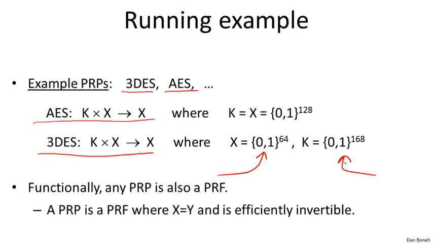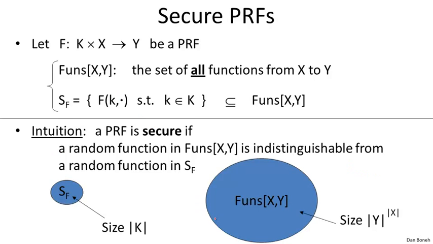Okay, so we'll use these running examples throughout, so whenever I say a PRP, concretely, you should be thinking AES or triple DES. Now, one thing that I wanted to point out is that, in fact, any pseudo-random permutation, namely any block cipher, you can also think of it as a PRF. In fact, a PRP is a PRF that has more structure. In particular, a PRP is a PRF where the input space and the output space are the same, so X is equal to Y, and in fact is efficiently invertible once you have the secret key k. Okay, so in some sense, a PRP is a special case of a PRF, although that's not entirely accurate, and we'll see why in just a second.